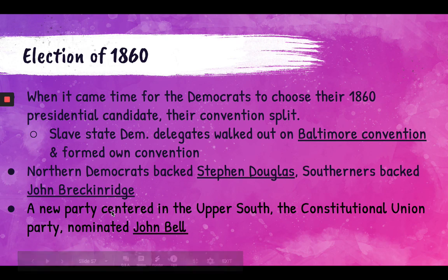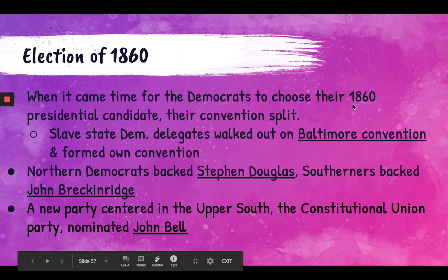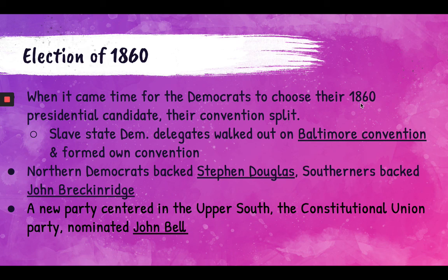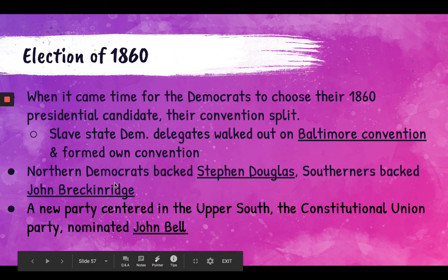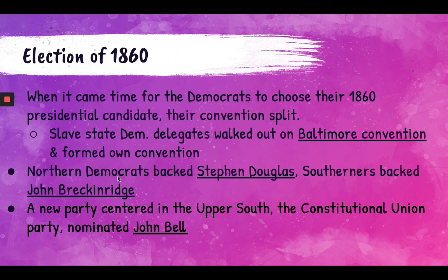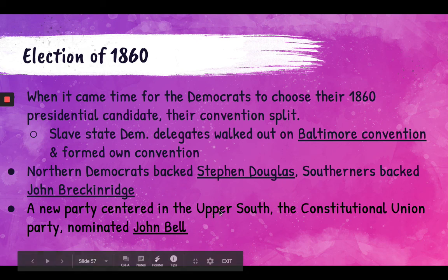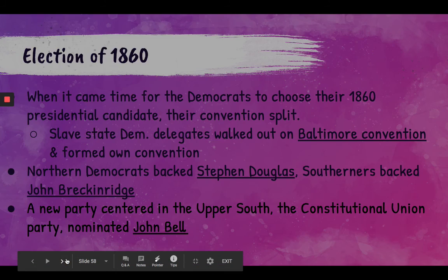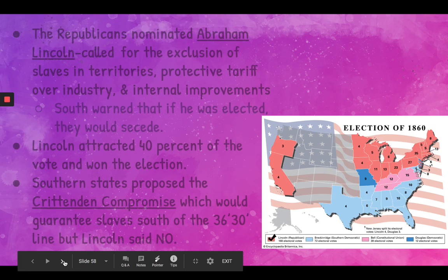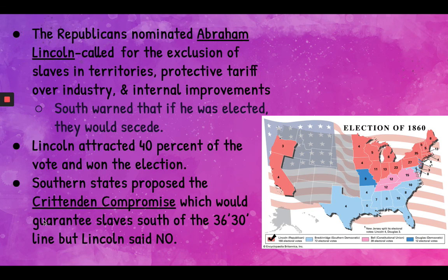So when it came time for the Democrats to choose their presidential candidate for the presidential election of 1860, their convention was split between Stephen Douglas and John Breckinridge. There is a difference between a Northern and a Southern Democrat. Most Southern Democrats supported slavery wholeheartedly, and Northern Democrats may be slavery, and it just depends on the circumstance. A new party in the Upper South nominated John Bell from Tennessee, and they were known as the Constitutional Union Party. But we know who won this election, and that would be Abraham Lincoln with the Republican Party.